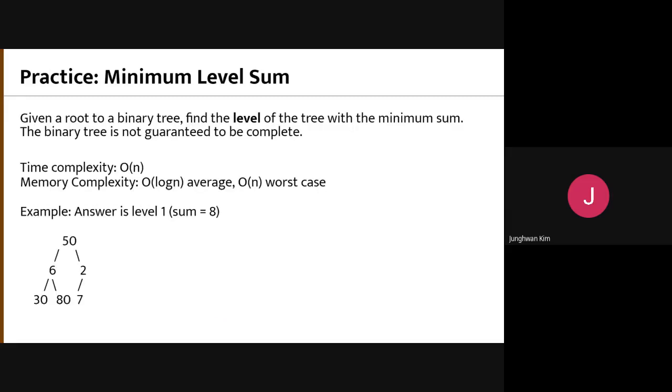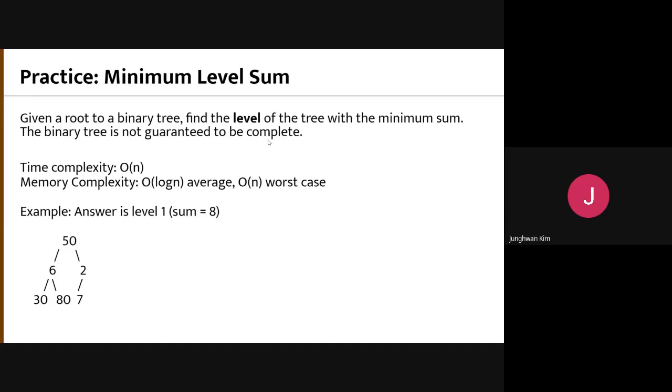So these were tree traversal methods. And let's do the practice using this. Given a root to a binary tree, find the level of the tree with the minimum sum. So each node has a value, and we want to find the minimum sum of it. But the binary tree is not guaranteed to be complete.